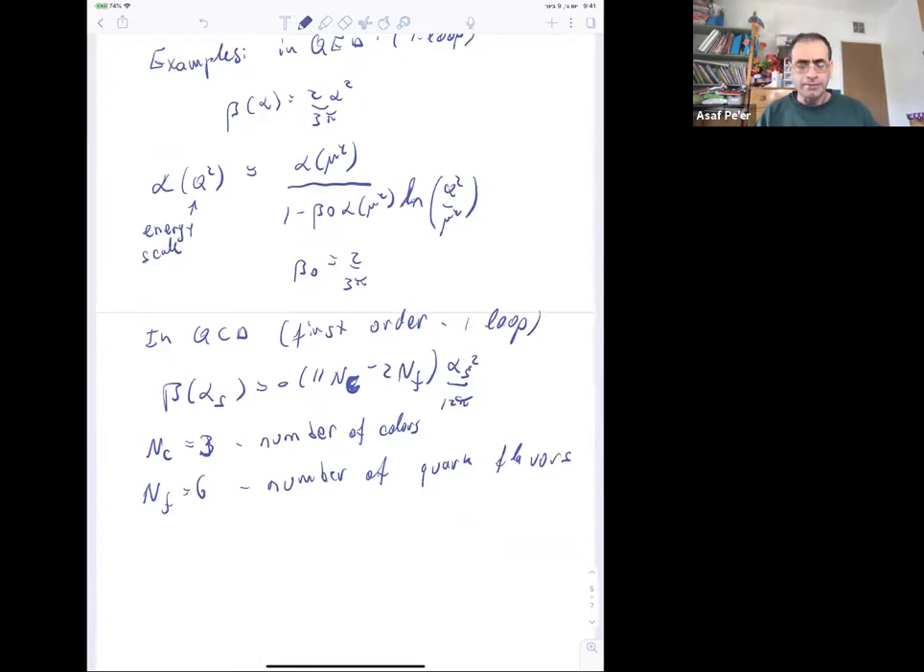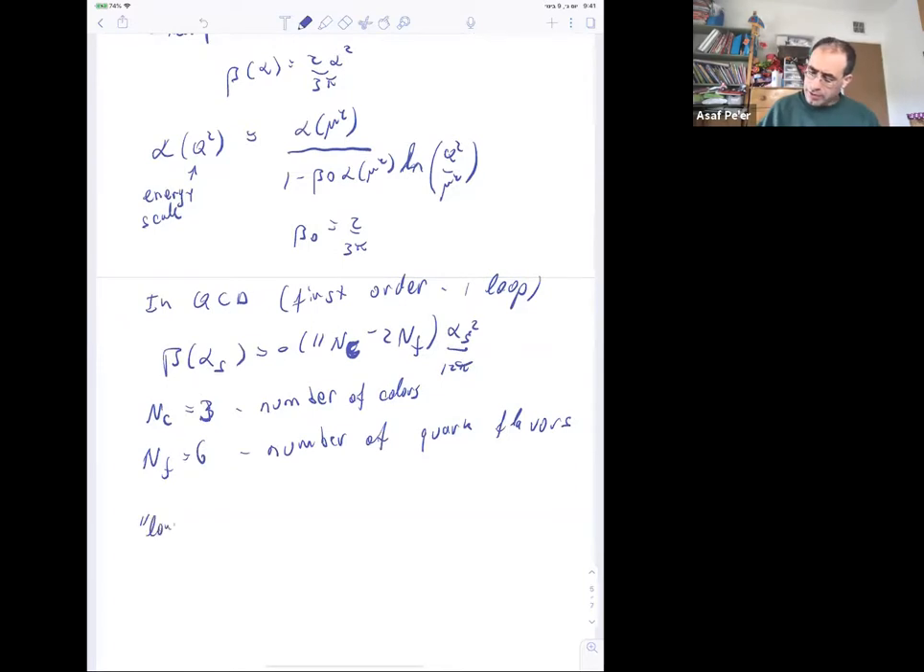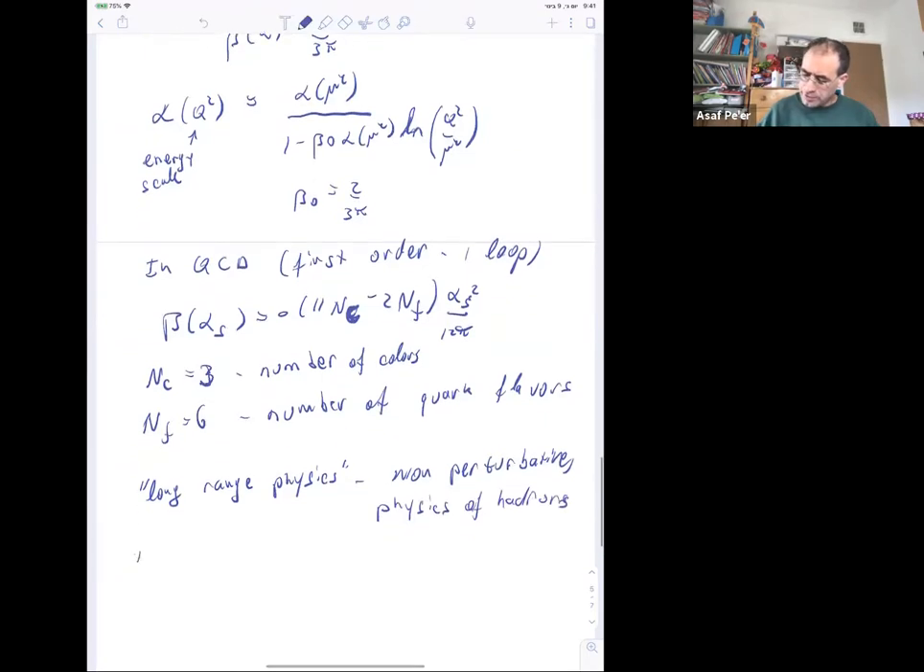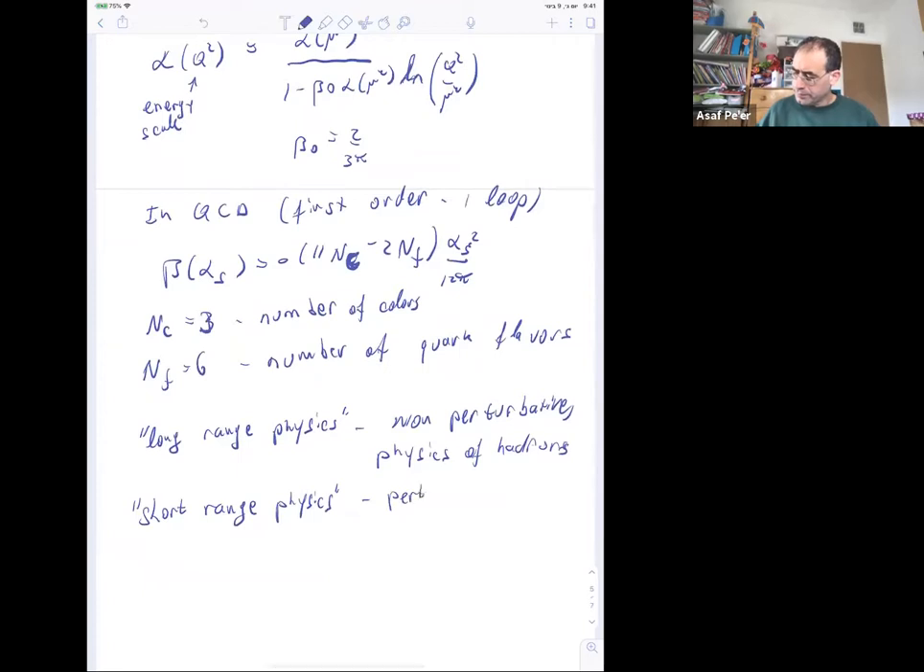Just as, again, jargon, right? People speak about long-range physics, which is the non-perturbative physics, the physics of hadrons, and short-range physics, which is the perturbative one, which is the physics of scattering at high energies. Long-range physics: this is non-perturbative, the physics of hadrons. And short-range physics: this is perturbative, the physics of high energy scattering.